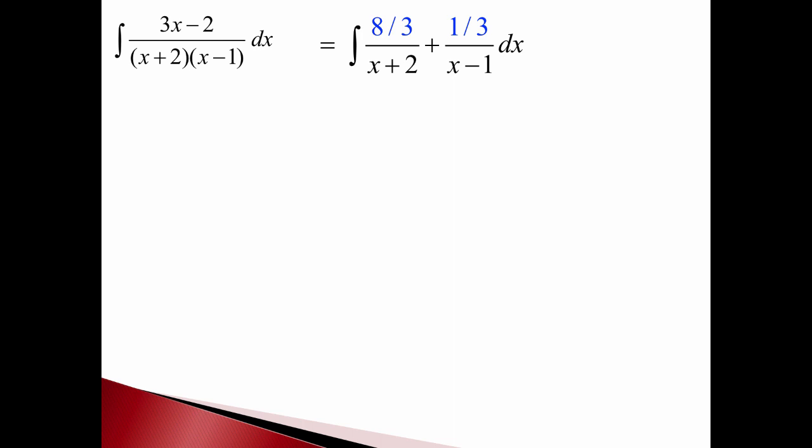1 over x plus 2, well, that's just going to give me a log. The same for the 1 over x minus 1. The numbers, the 8 thirds and the 1/3, I can just pull out in front. So I get 8 thirds log of absolute value of x plus 2. Don't forget the absolute value. That's really important. Then plus the 1/3 of the log of absolute value of x minus 1 plus my friend the c. Don't want to forget the c.